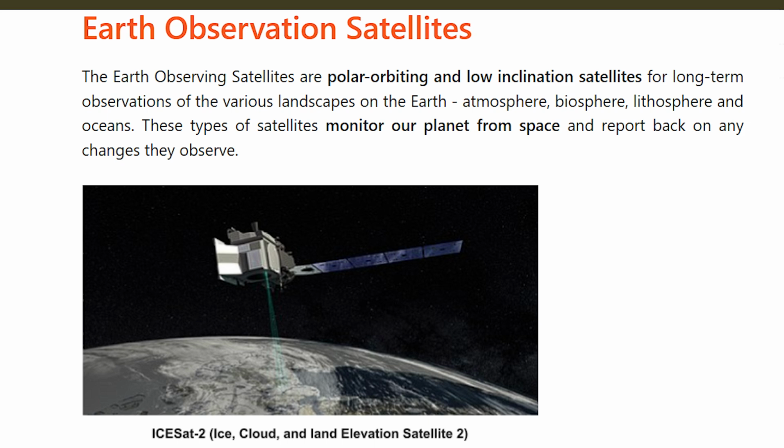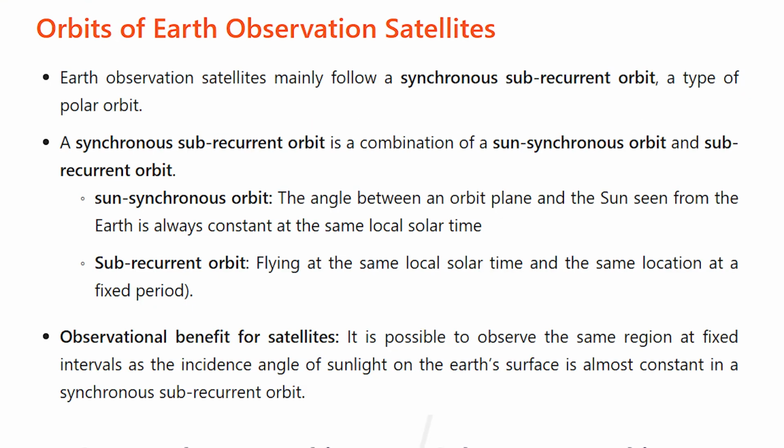Earth observation satellites. The Earth-observing satellites are polar orbiting and low-inclination satellites for long-term observations of the various landscapes on the Earth, atmosphere, biosphere, lithosphere, and oceans. These types of satellites monitor our planet from space and report back on any changes they observe. Orbits of Earth observation satellites.